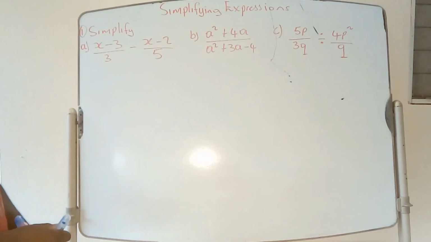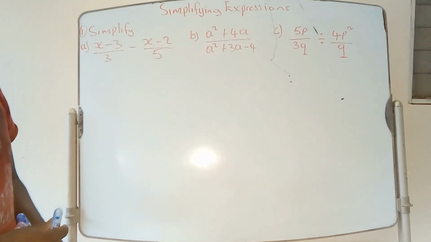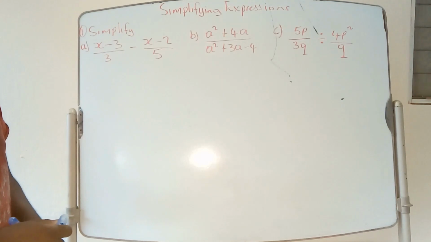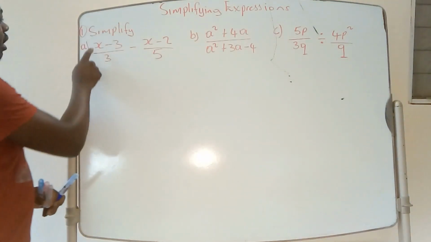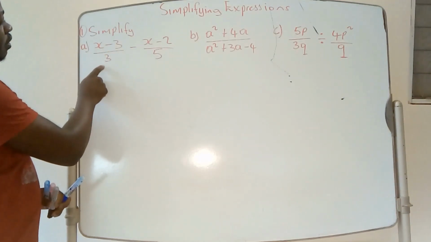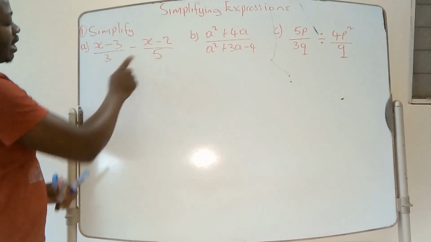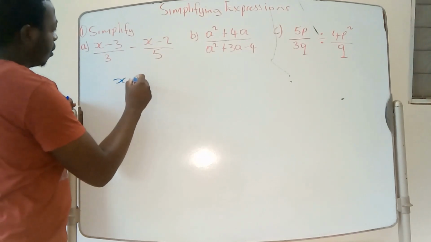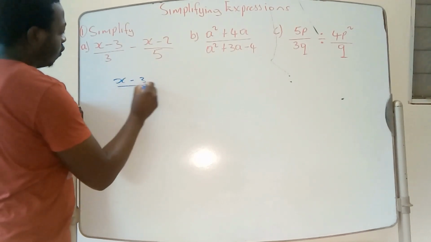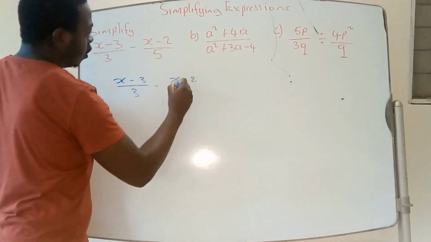In this video, what we are going to look at is simplifying expressions. The questions that we are going to focus on in this video are from CXC past paper questions. Okay? The first one: simplify (x minus 3) divided by 3 minus (x minus 2) all divided by 5. So we have (x minus 3) over 3 minus (x minus 2) all over 5.